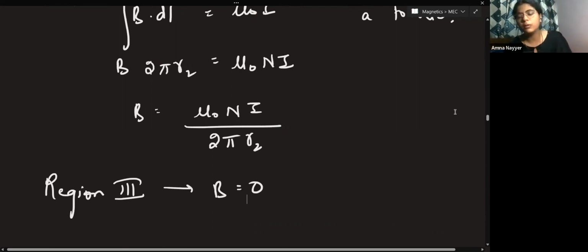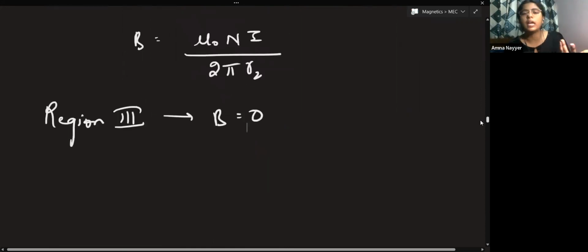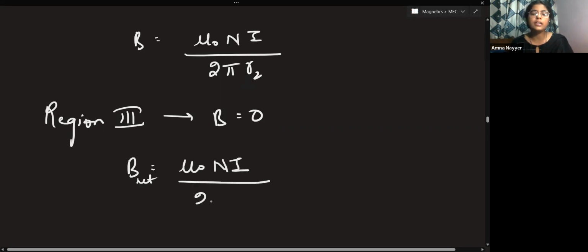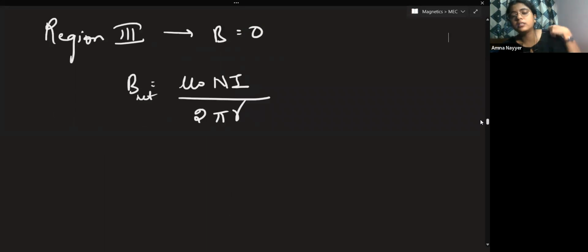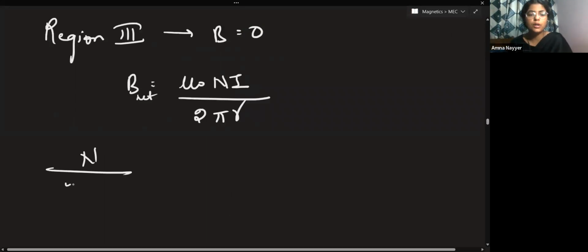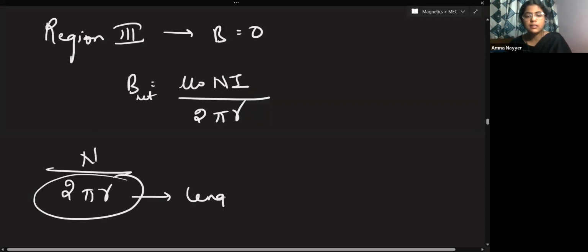Now the net magnetic field will be what? The rest of it are 0. It will be mu naught N I divided by 2 pi R2. Let's not take R2, let's take it as R only, since only one radius is there. The net magnetic field becomes mu naught N I divided by 2 pi R. Now N divided by 2 pi R becomes what? 2 pi R is the length of the toroid. Since it is curved, the length will be in circular form, 2 pi R. So this is basically the number of turns per unit length, where 2 pi R is basically the length of this toroid.